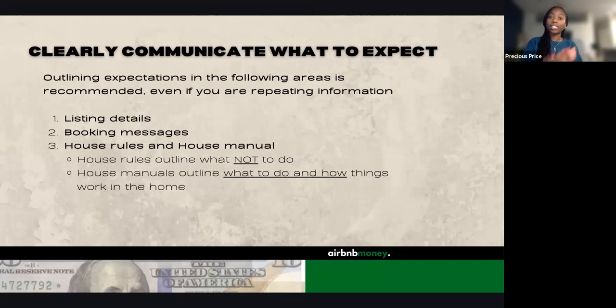So again, list this information and what they can expect in all of these places: in the listing details, in the booking messages, and furthermore within the house rules, because now they've agreed to it 3 times.